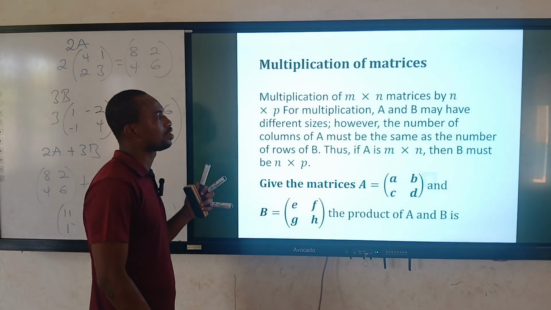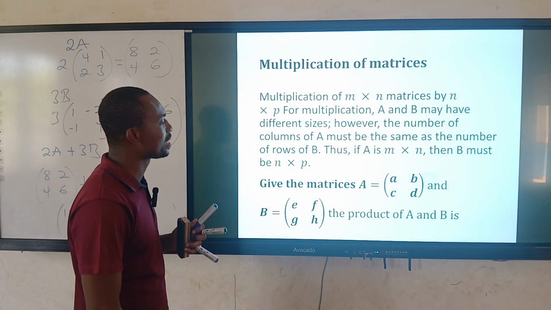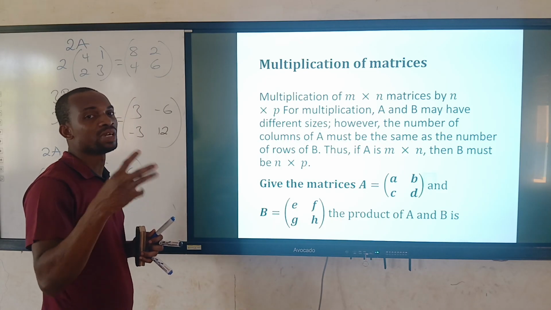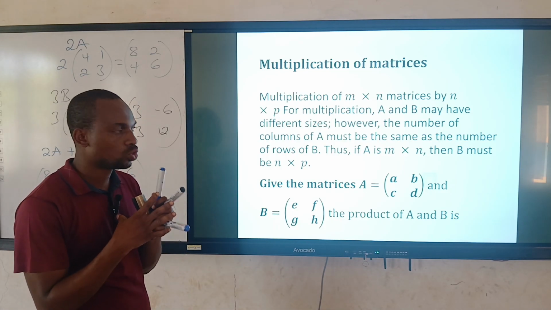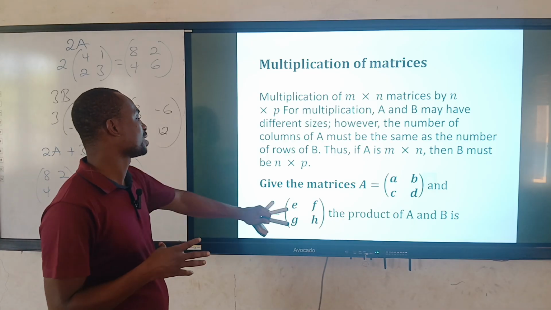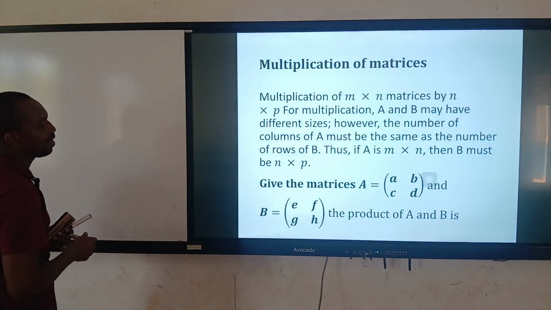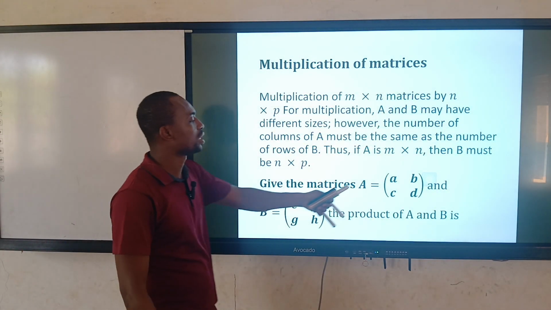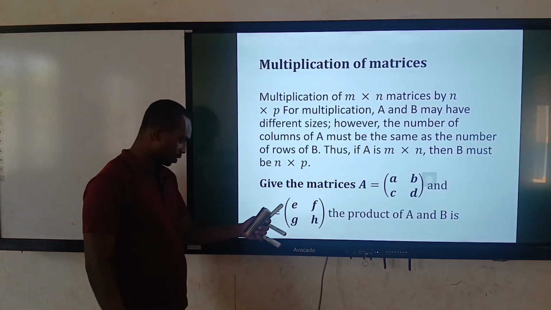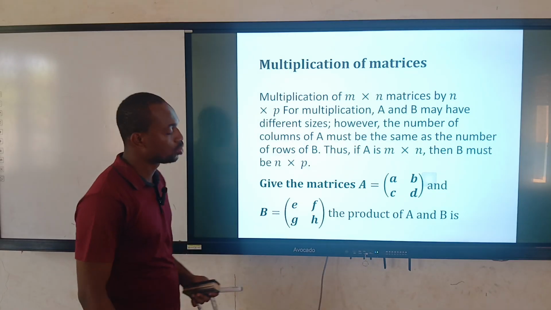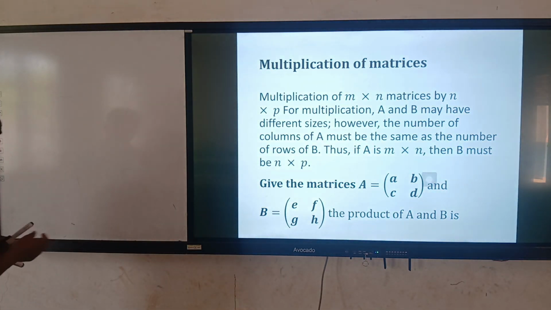Here is the multiplication of matrices. In this case, you'll be given two matrices and you'll be asked to multiply them together. So let's take this example here. We have matrix A to be A, B, C, and D, and matrix B: E, F, G, and H. So let's solve them together.